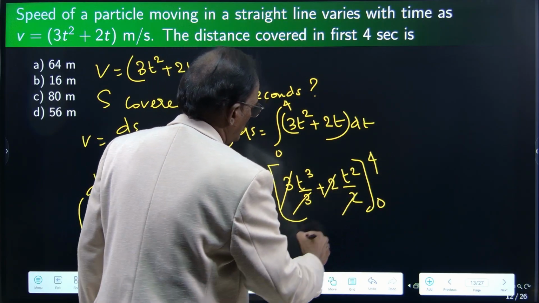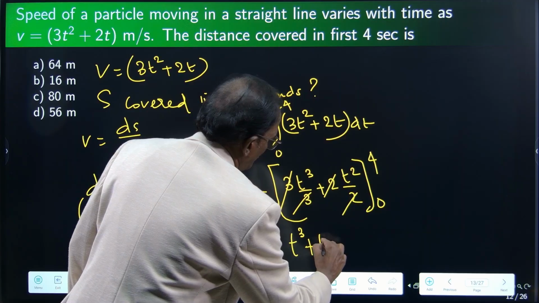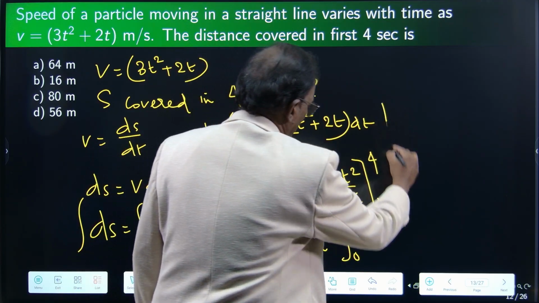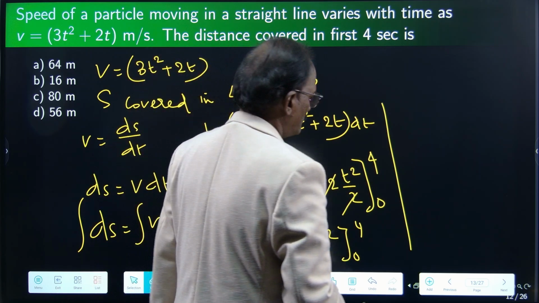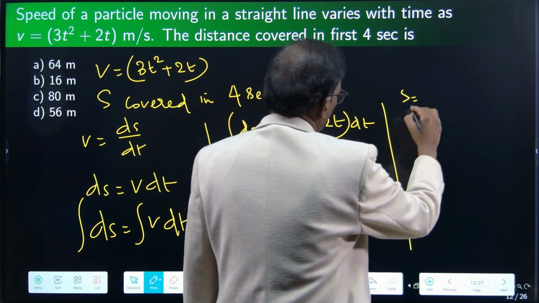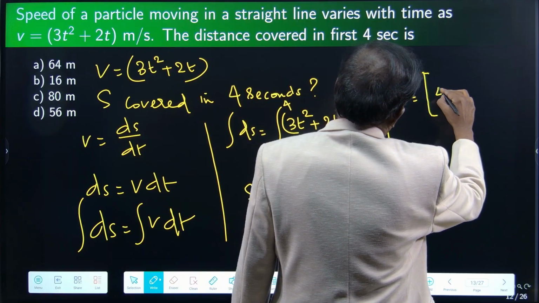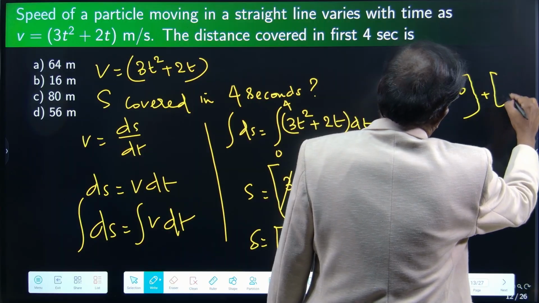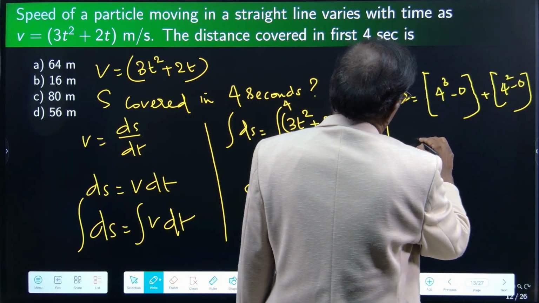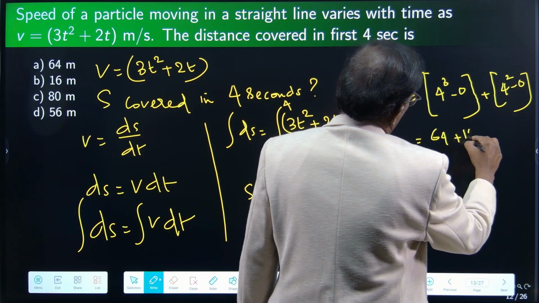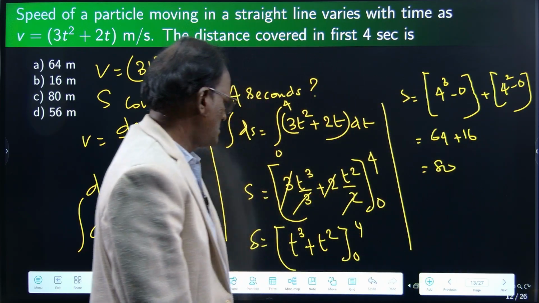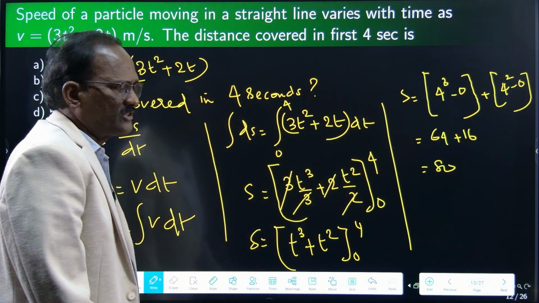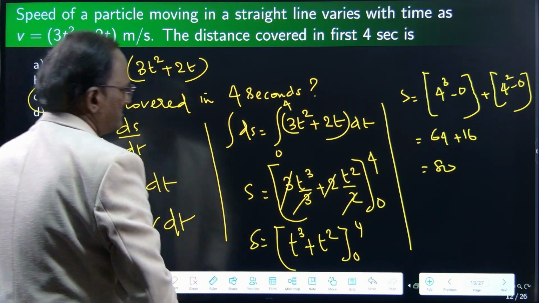3 and 3, 2 and 2 cancel. So t³ + t², from 0 to 4. That will be s: let me elaborately write, 4 cube minus 0 plus 4 square minus 0. We separate it and substitute the limits. This is 64 plus 16, that is 80 meter. That is the answer, option C.